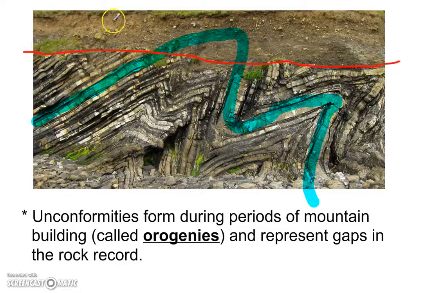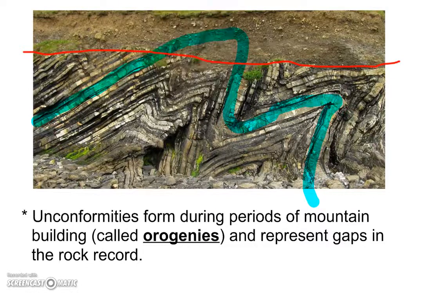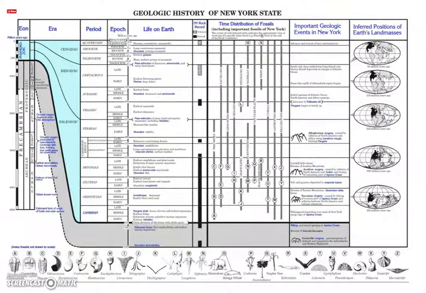Okay, so everything above there was formed after the bottom part. Unconformities tend to form when mountains are building, and periods of mountain building are called orogenies. And we're going to see that word on our reference table. When we look at our geologic timescale, we're going to see that a few times in the column here that shows us important events in New York.